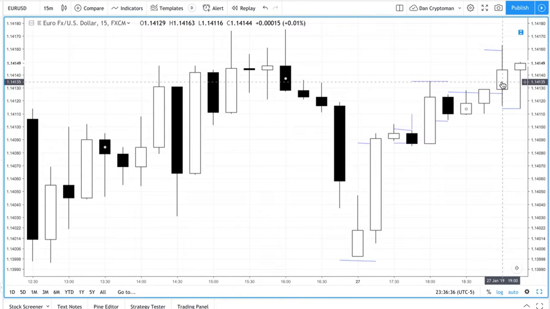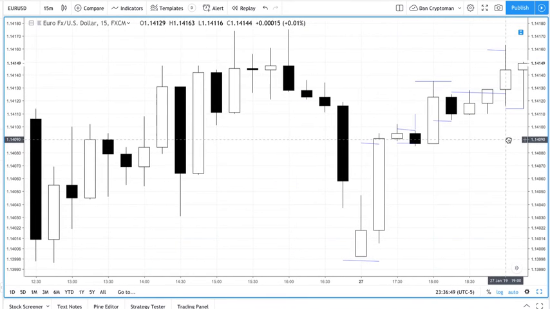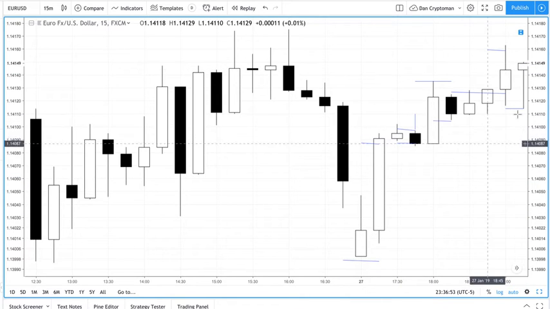And let's check, the low here is 116, and the low here is 1144. So we are stopped out of this trade as well. So right now we have neither a long nor a short position.